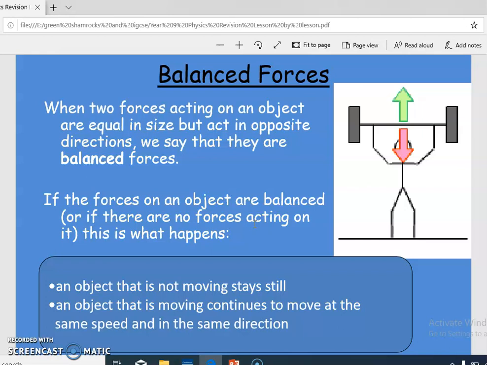So what are balanced forces? When two forces acting on an object are equal in size but in opposite direction, we say they are balanced forces. Okay, when two forces acting on an object are equal in size but act in opposite direction, we say that they are balanced forces. Or objectilote two forces is acting from opposite direction but they are providing same force. Okay, we can say that it is a balanced force.